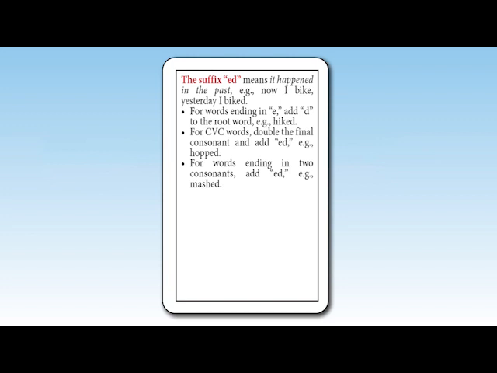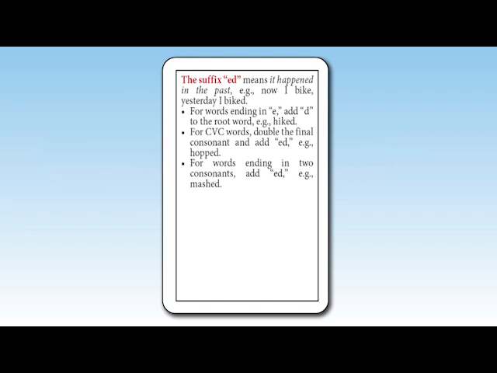The suffix ED means it happened in the past. For example, now I bike, yesterday I biked. For words ending in E, add D to the root words. For example, biked. For CVC words, double the final consonant and add ED. For example, hopped. For words ending in two consonants, add ED.